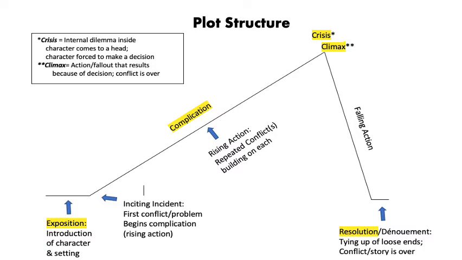In the beginning, the exposition, introducing the character and setting, letting the reader know what's going on. Everything's hunky-dory right now. We're all happy. Nothing's wrong. But then there's the inciting incident, which starts the complication, the first conflict or problem. And then the complication is the rising action.